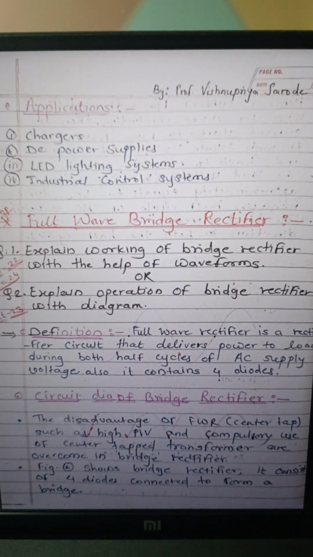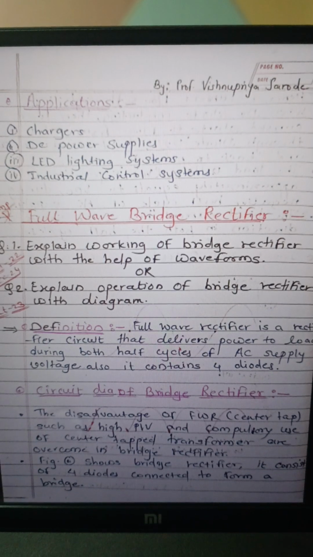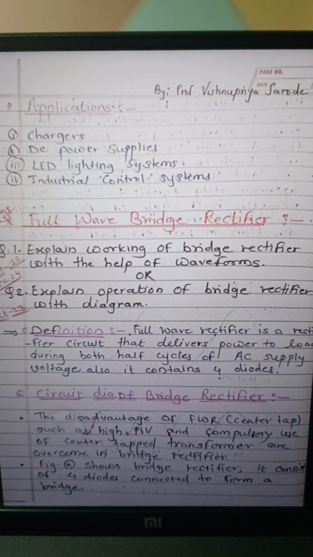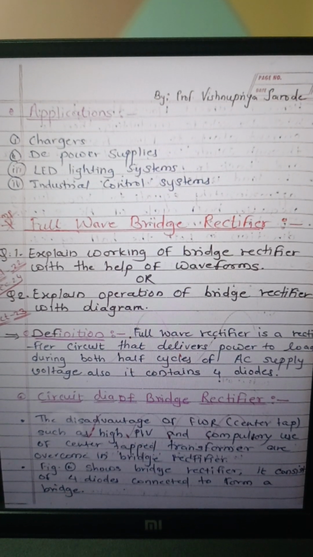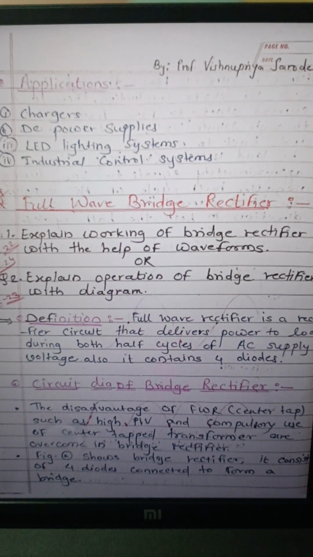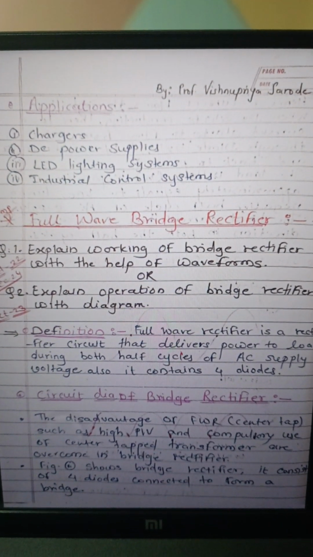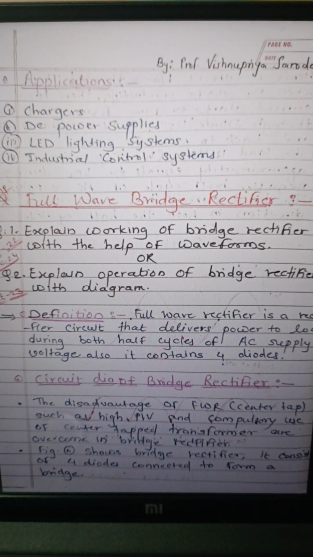So what is the definition of full wave rectifier? It is similar to the center tap. It is the rectifier circuit that delivers power to the load during both the half cycles of AC supply voltage, and this is the circuit which consists of 4 diodes. So what is the advantage of this circuit? Why was the full wave bridge rectifier invented?